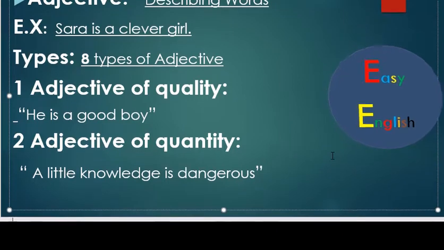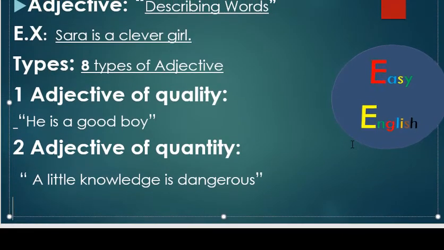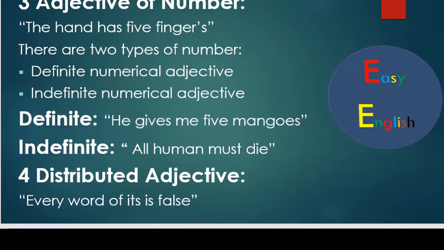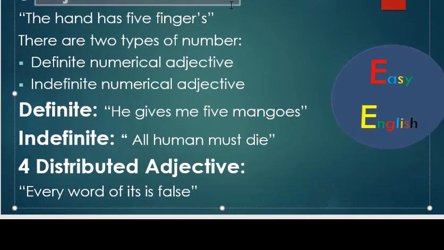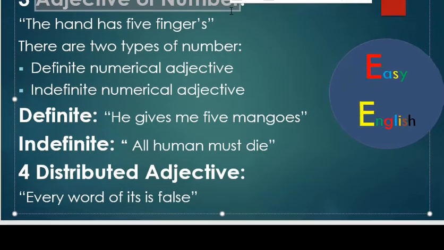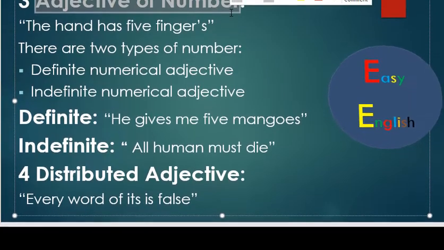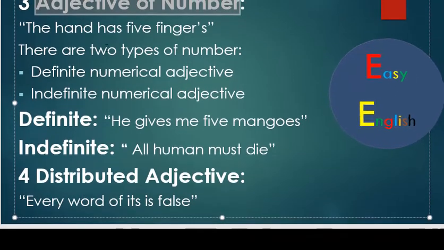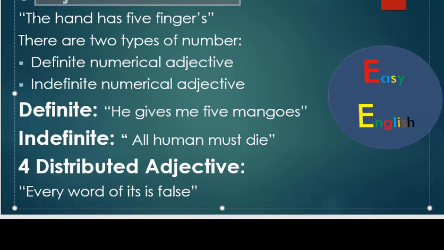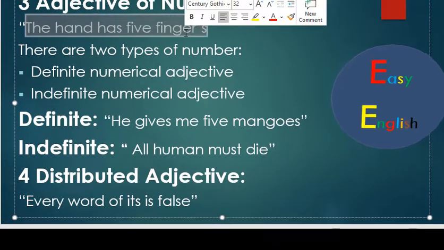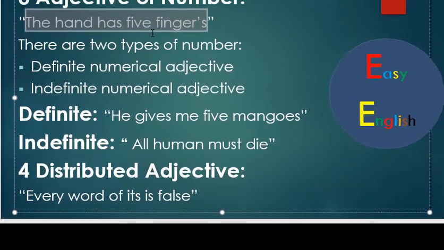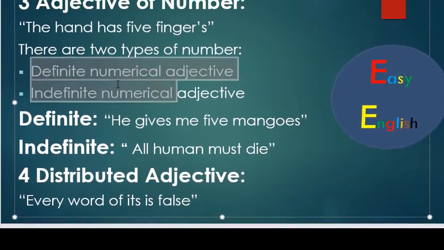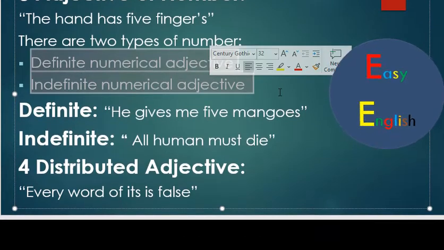The next one is adjective of number. By the name, it shows that it describes the number of a noun or pronoun. To understand it, we can divide it into 2 types. For example, the hand has 5 fingers. Here it shows the number 5 fingers. There are 2 types: definite numerical adjective and indefinite numerical adjective.